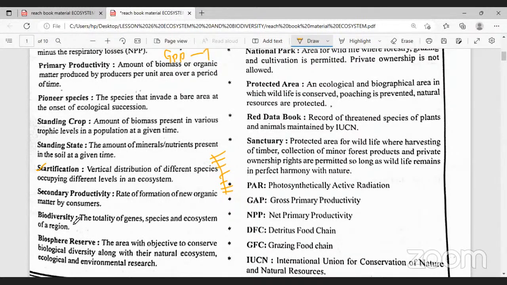What is the meaning of biodiversity? Bio means living organism. Diversity means splitting. The totality of genes, species, and ecosystems of a region is called biodiversity. Take an example of any one area. A forest is one of the biodiversity.